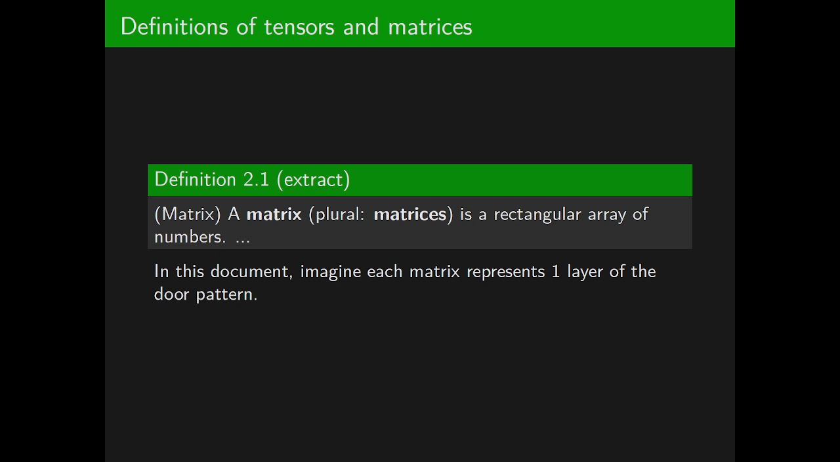Definition 2.1 is about matrices. A matrix, plural matrices, is a rectangular array of numbers. That's all you need to know. But then the question is, why do we need to define matrices? What use does it have? Here I'm going to tell you that in this document, what the matrix does is basically represent one layer of the door pattern. I don't define what a layer is in here because it's just not worth it.